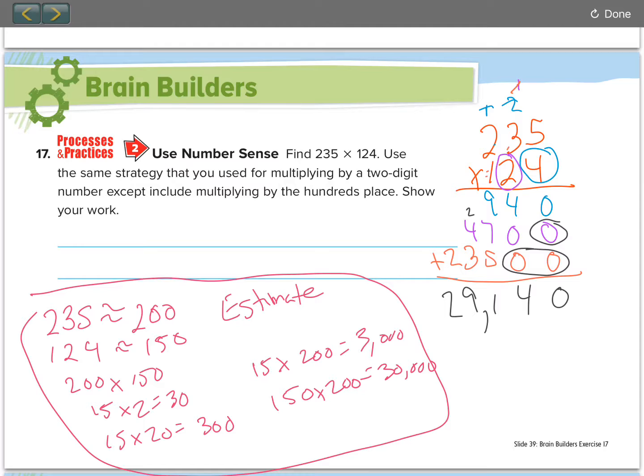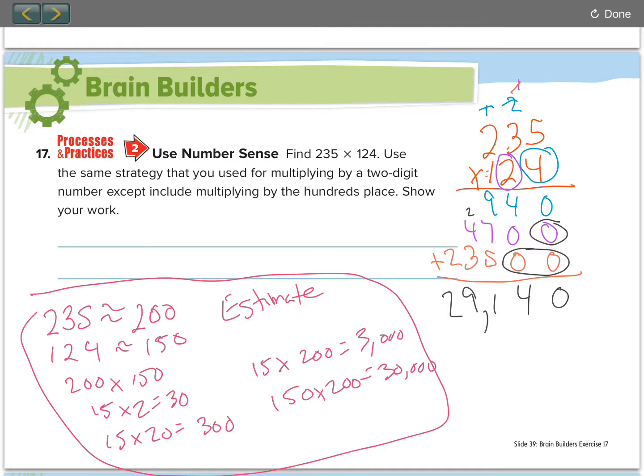I start by multiplying 2 times 5, which is 10. I place my 0 and carry my 1. 2 times 3 is 6. I add my 1 and I place my 7. 2 times 2 is 4. So 235 times 20 is 4,700.